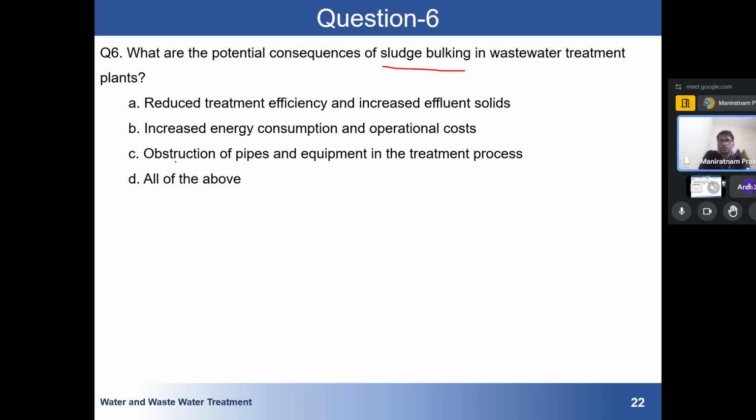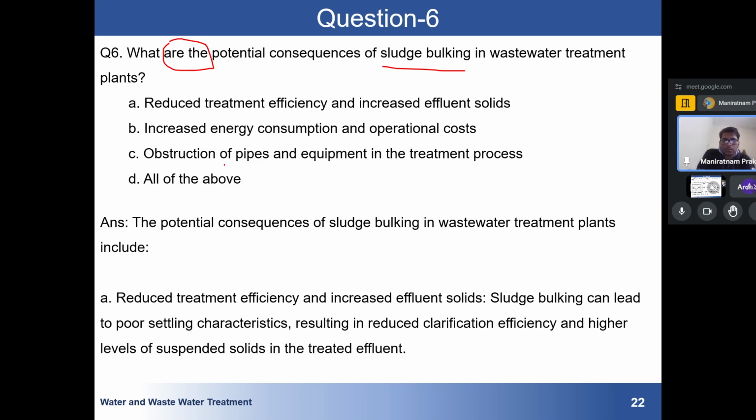I have already given too much time on this topic in previous questions related to sludge bulking, so I will just read out the answer of this question.